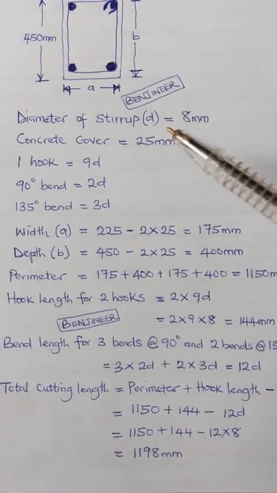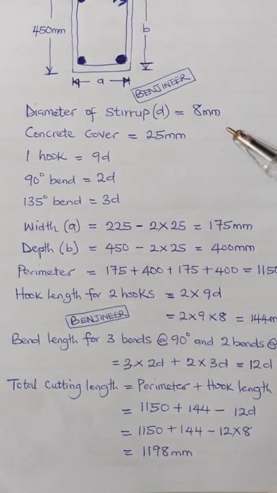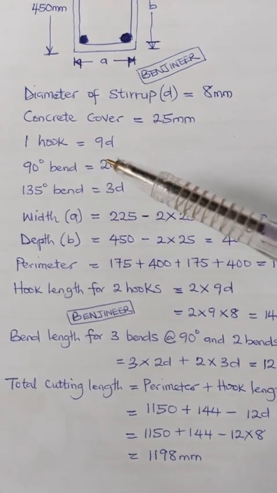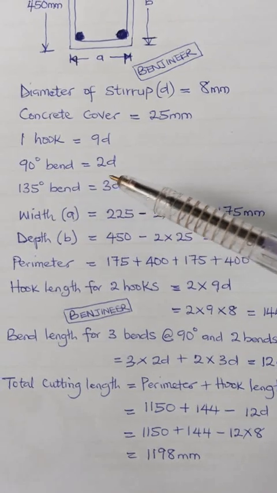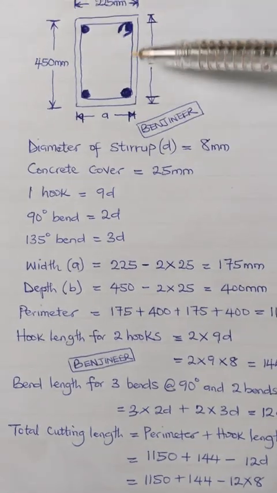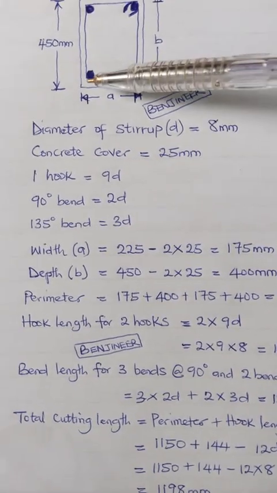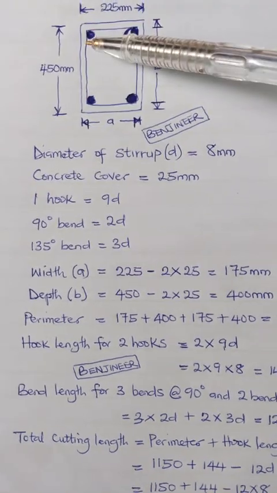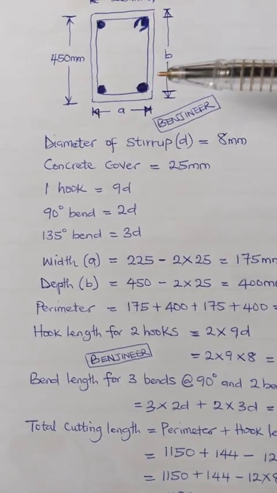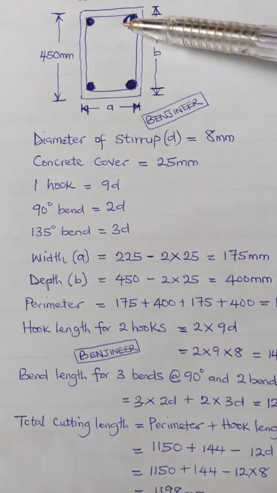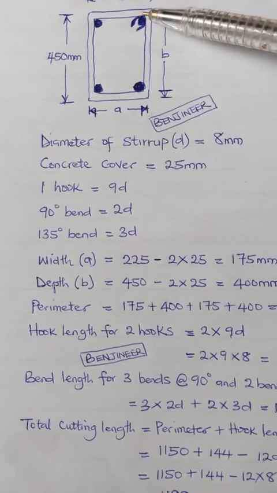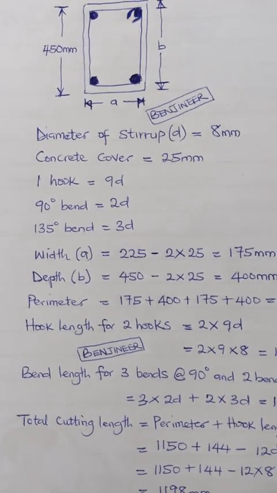Now we have diameter of stirrup D as 8 mm, concrete cover 25 millimeter. Then we are considering one hook, 90 degree bend to be 2D, 135-degree bend to be 3D. Understand that here we have a 90-degree bend, another 90-degree bend here, and also a 90-degree bend here. So we have three 90 degrees bends. For 135 degrees, this hook provides a 135 degrees bend. We have one of that bend here and another, so we have two of it. Take note of it.